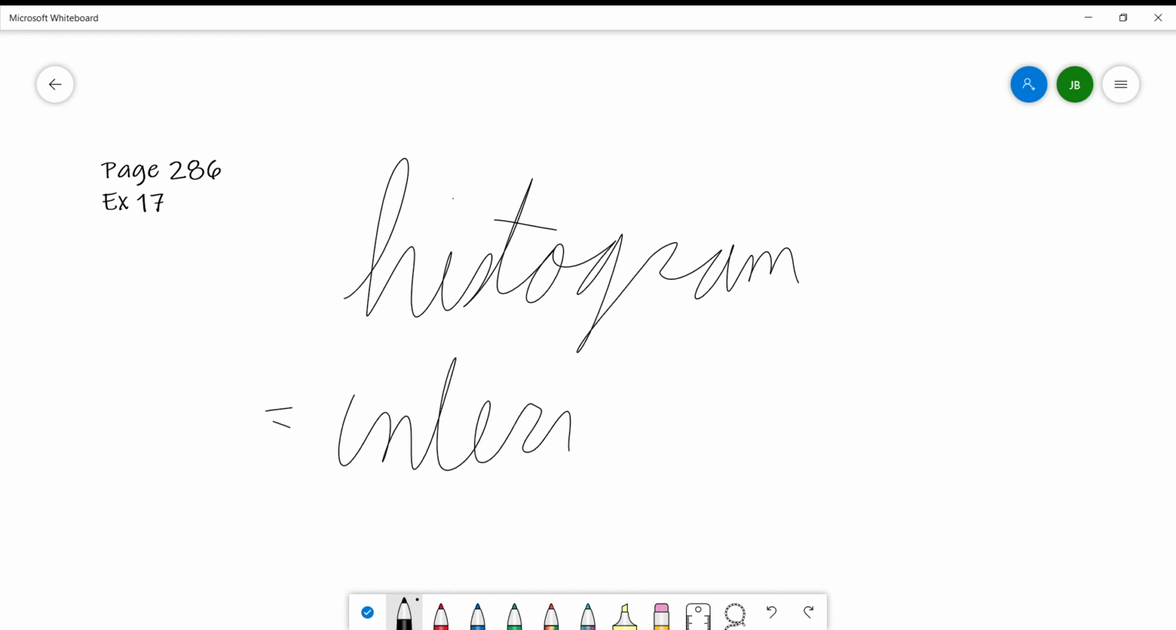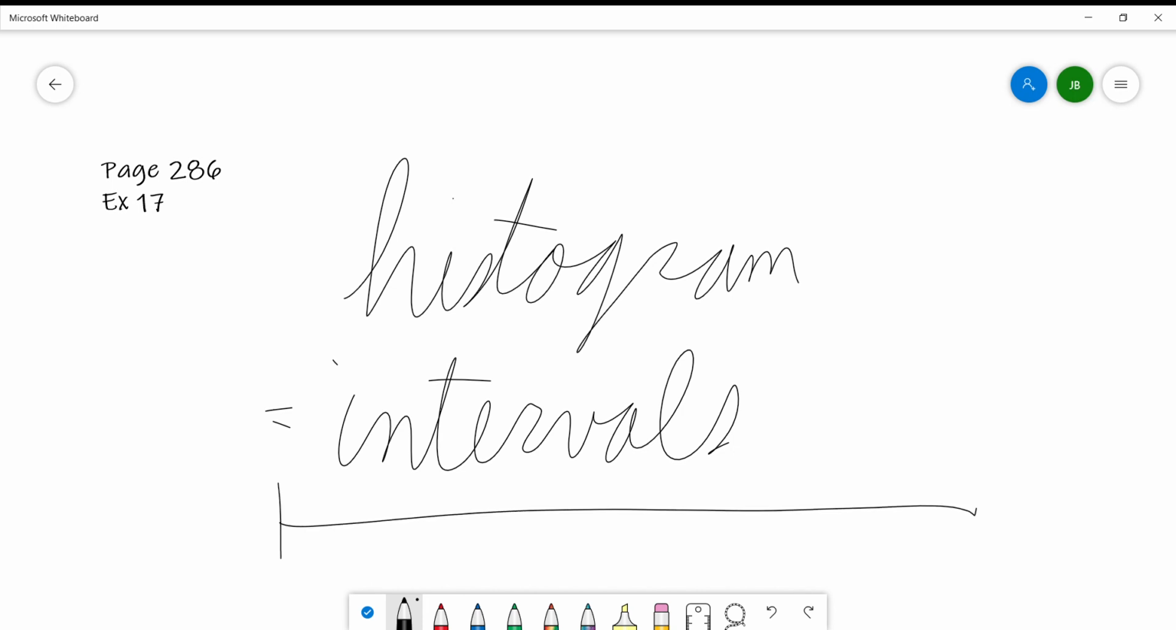Intervals, because it's continuous data. Continuous data is like, how tall are you? Two people can be between 65 and 66 inches. You can do it on a number line and you can have non-whole numbers on a histogram. Does that make sense? So that's why it's called a histogram instead of a bar graph.